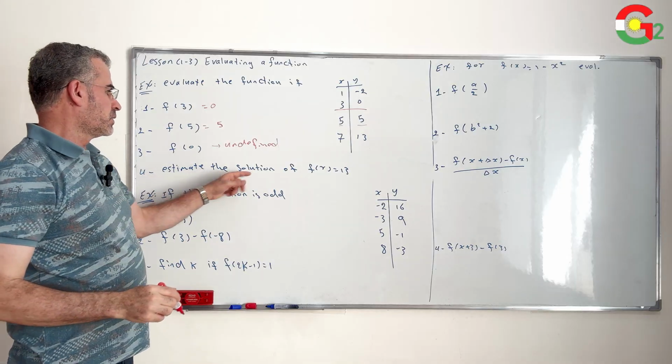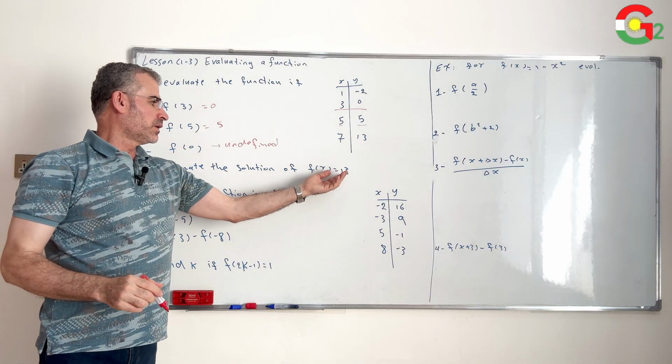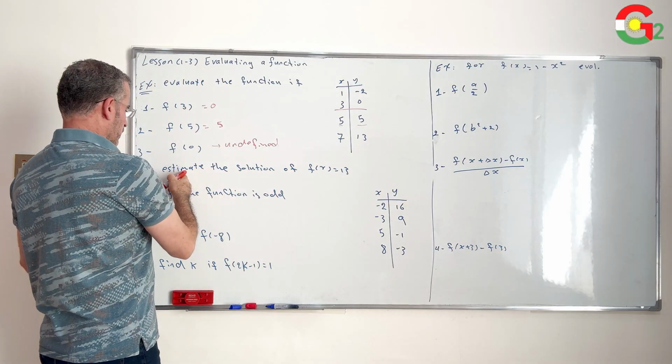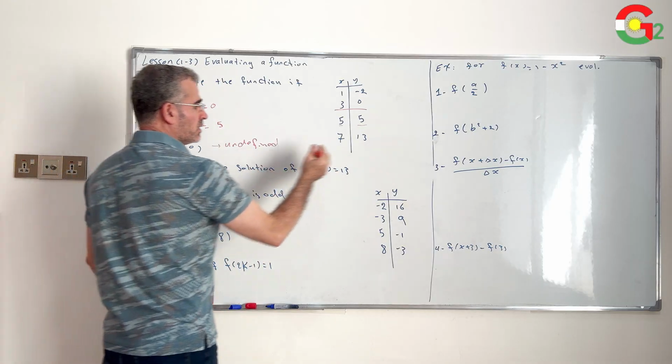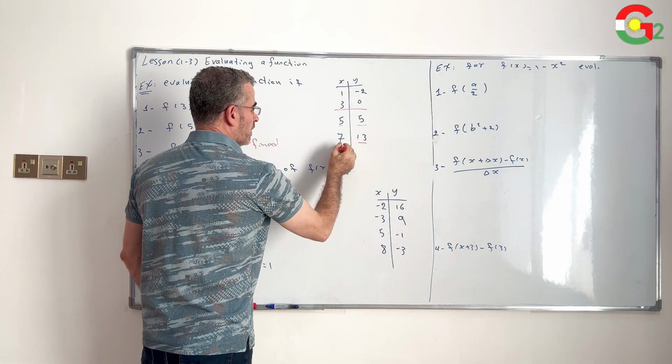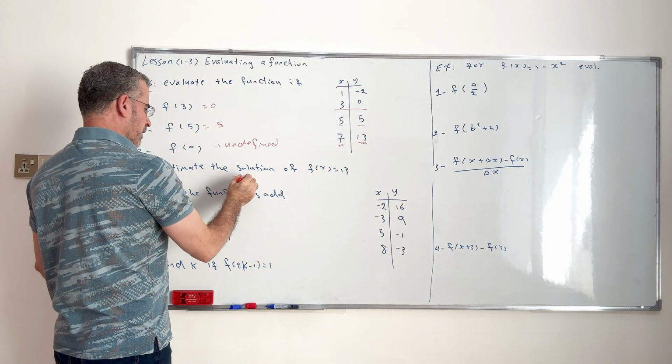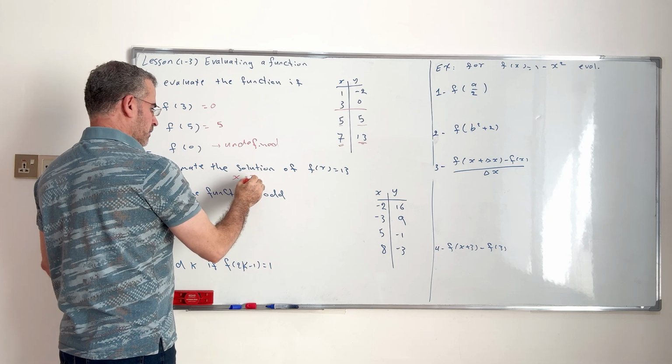Estimate the solution of f of x equal 13. When the question asks you to estimate the solution, then you find the value of x that makes the function 13, the value of x is 7.